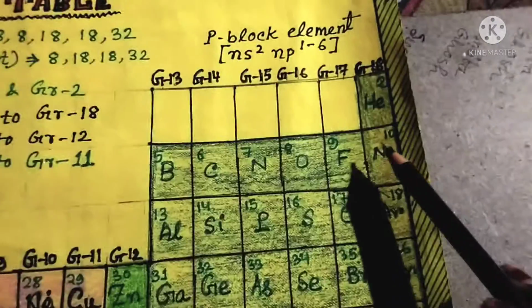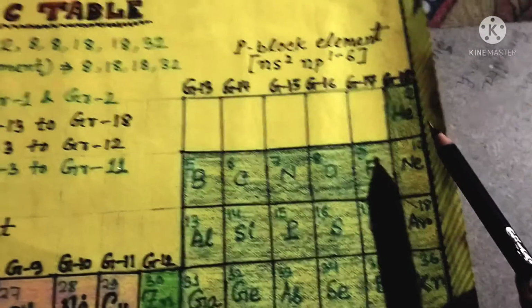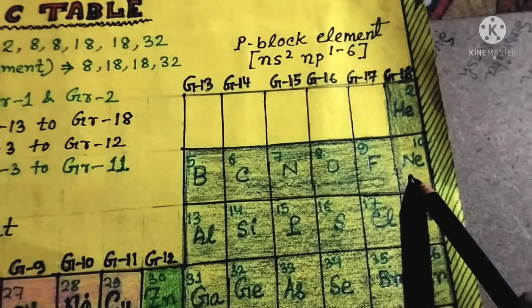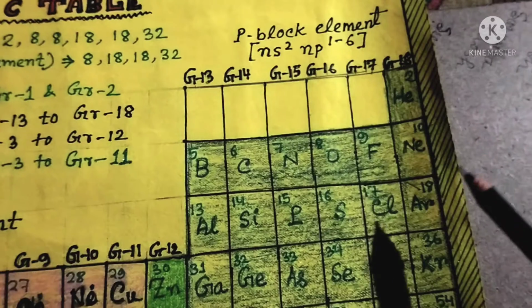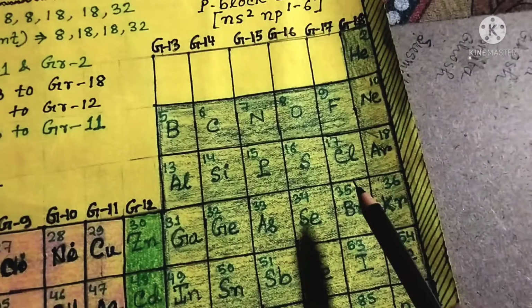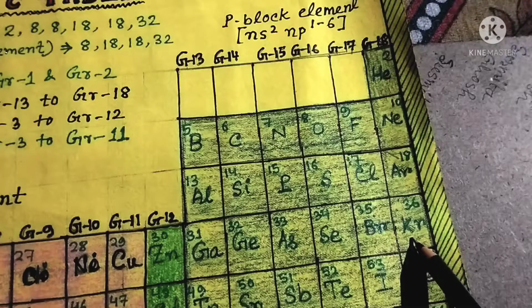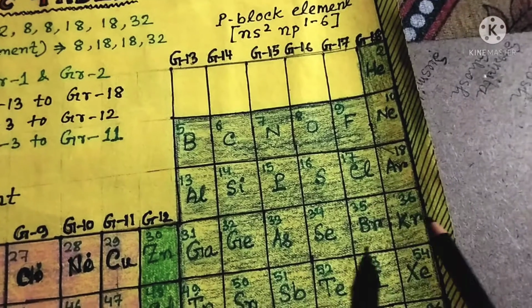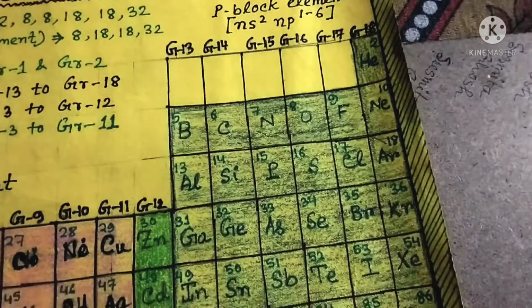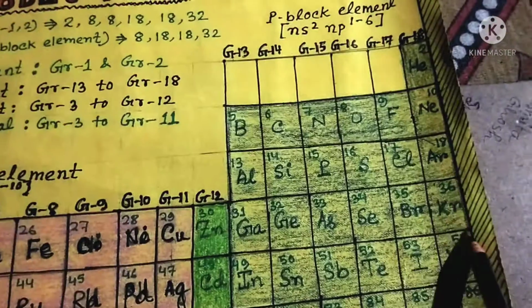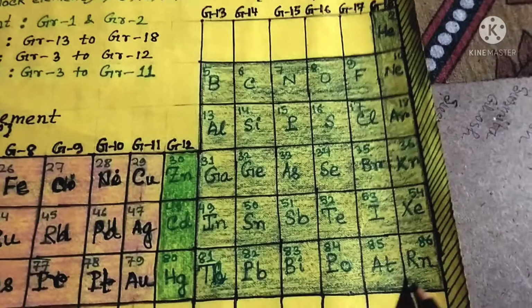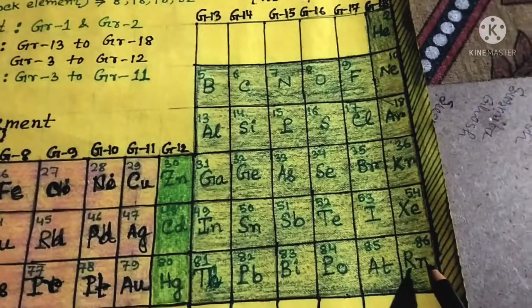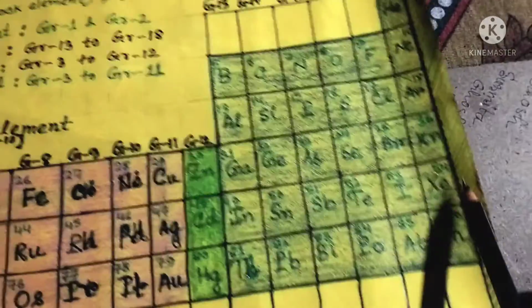So, at first come to the noble gases. First one is 8. So, 2 plus 8 equal to 10, and the atomic number of neon is 10. Next is argon. 10 plus 8, 18. Next is krypton. 18 plus 18 equal to 36. Next is xenon. 36 plus 18 equal to 54. And next is radon. 54 plus 32 equal to 86.